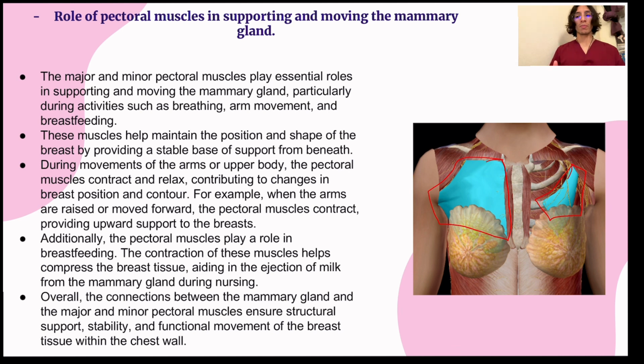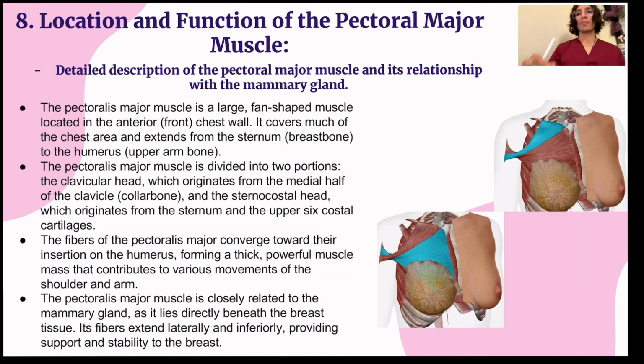For example, when the arms are raised or moved forward, the pectoral muscles contract, providing upward support to the breasts. Additionally, the pectoral muscles play a role in breastfeeding. The contraction of these muscles helps compress the breast tissue, aiding in the ejection of milk from the mammary gland during nursing. Overall, the connections between the mammary gland and the major and minor pectoral muscles ensure structural support, stability, and functional movement of the breast tissue within the chest wall.